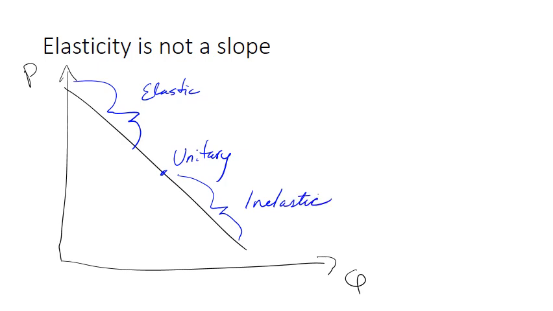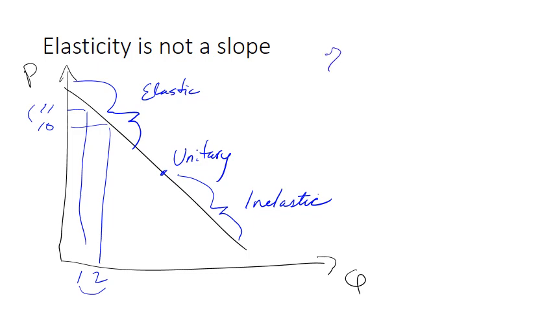The easiest way to start thinking about why this is the case and why elasticity won't be constant along a straight line demand curve is that when you are up here in the elastic range, any change in prices are actually going to be related to changes in quantities. However, the changes in quantities, percentage-wise, are quite large, whereas the changes in price are relatively small.